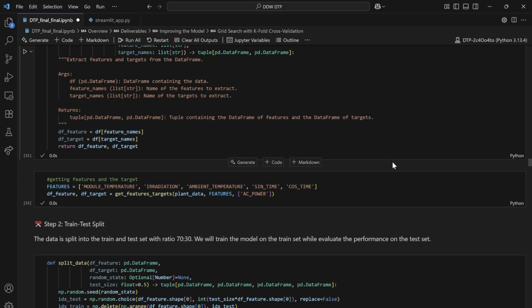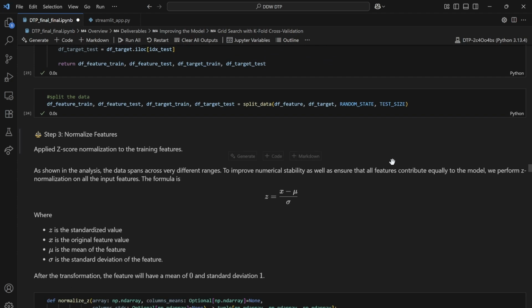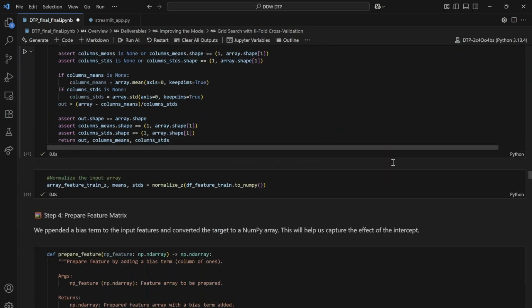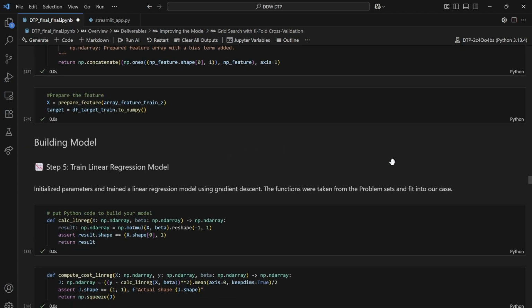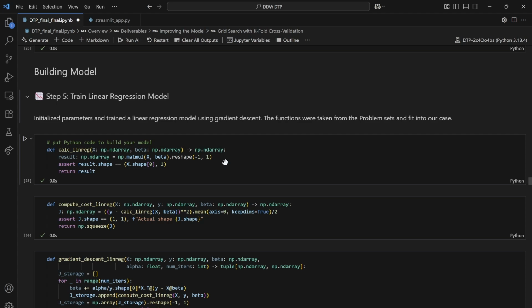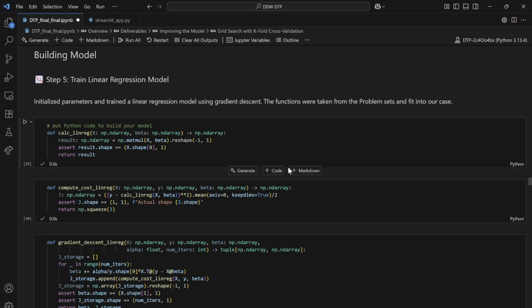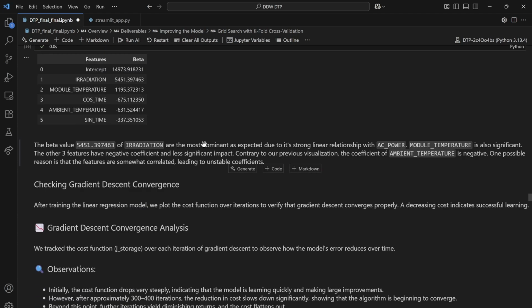Now we extract the target and features, and we do a train-test split of 70 and 30. Then we normalize it, standard stuff according to the problem sets, and then we prepare the feature matrix and move on to building the model. To build the model, we first initialize our parameters and train a typical linear regression model using gradient descent, and the functions used were taken from the problem set to fit our use case. Applying all of this, we now get beta.